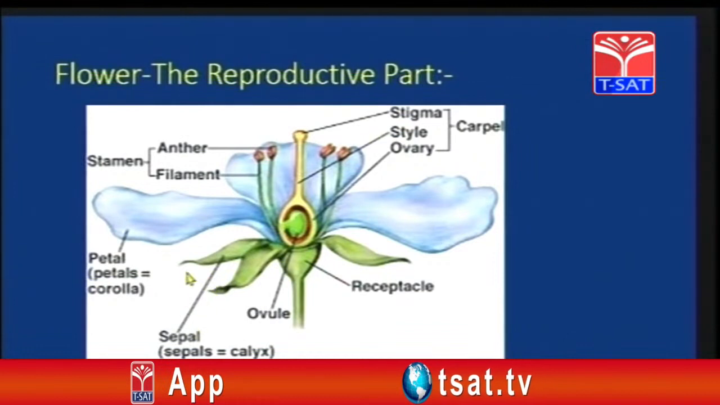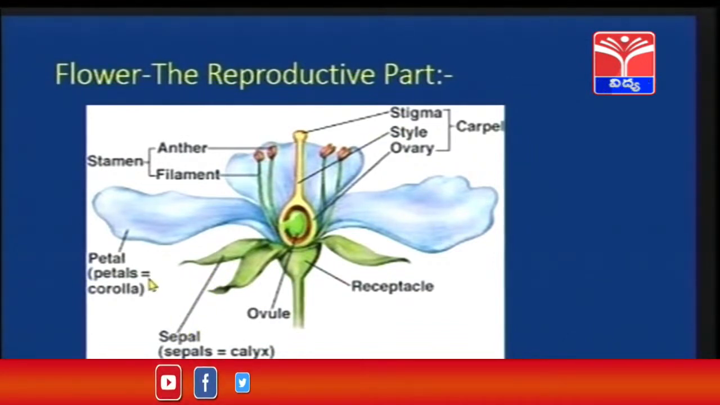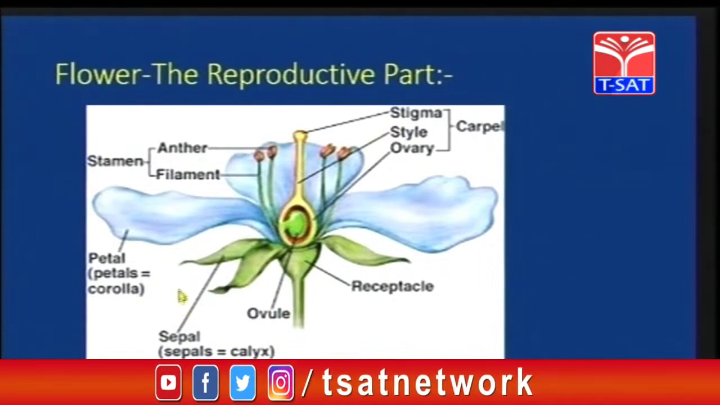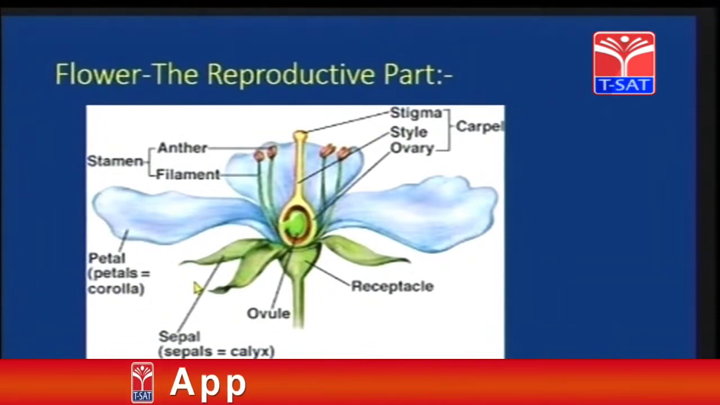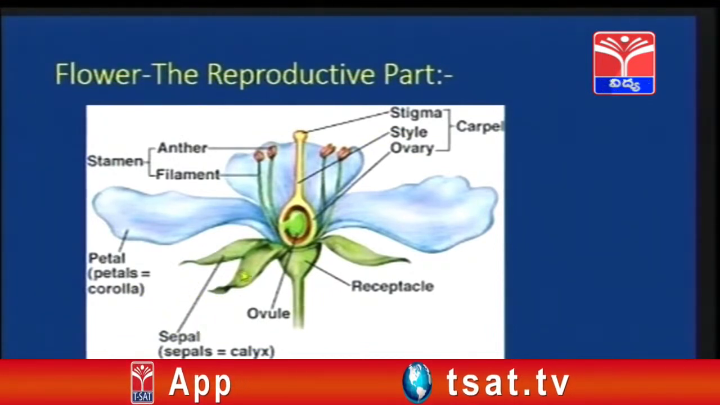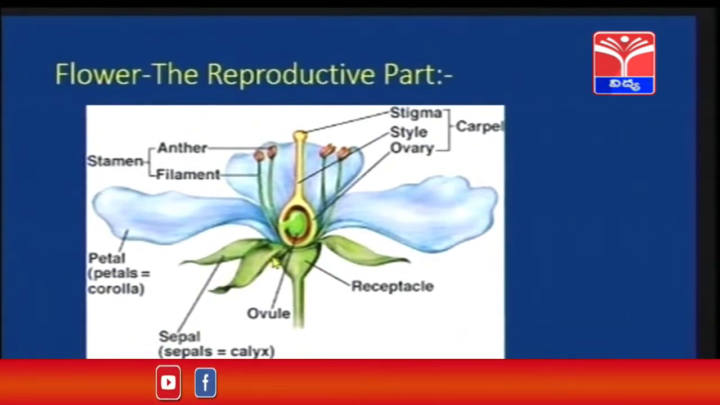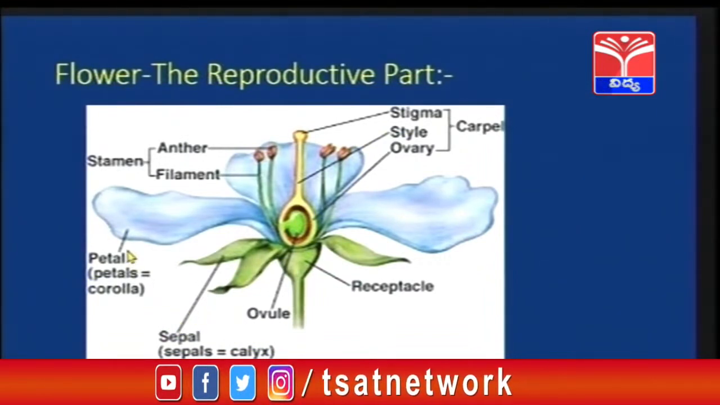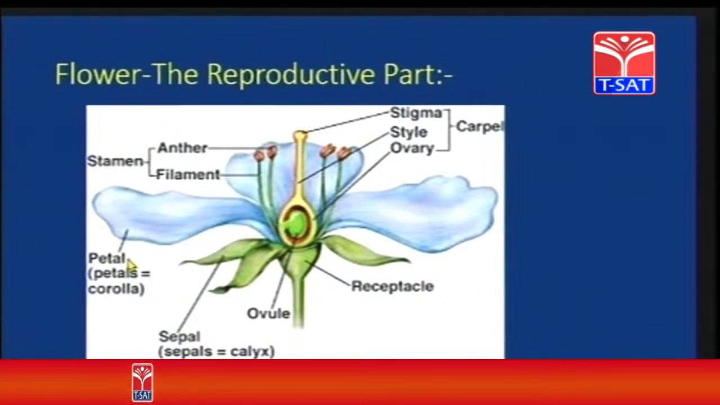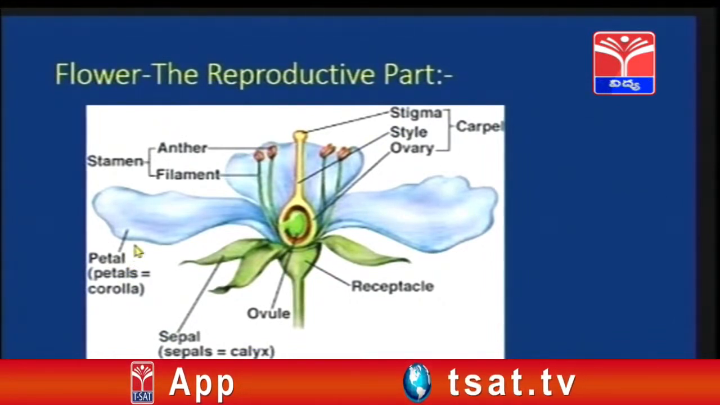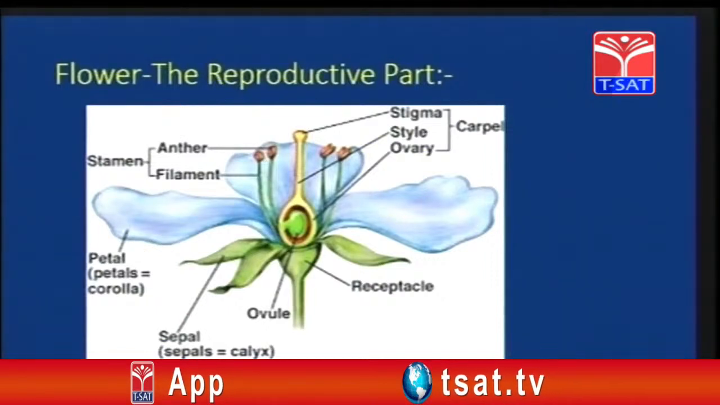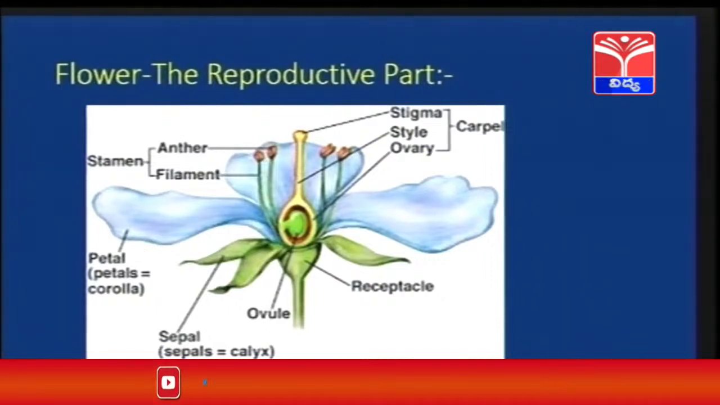Why do we call them non-reproductive parts? Because sepals and petals do not participate in the process of reproduction. Then these sepals and petals perform some extra function. What is that? Sepals protect the flower when it is in bud condition. Petals, as we can see, are colorful, and these petals help in attracting the insects because the process of pollination must occur. So, petals are colorful and they help in attracting the insects.